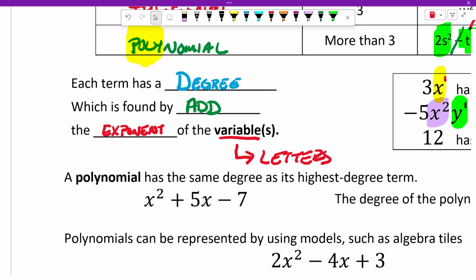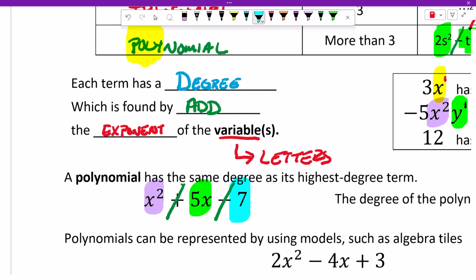Okay, so now a term has a degree. But we have these things, they're polynomials, right? This polynomial is made up of a bunch of terms. So what's the degree of the polynomial? A term has a degree, but a polynomial does as well. So the rule here is you need to find the degree of each of those parts. That's the first step.